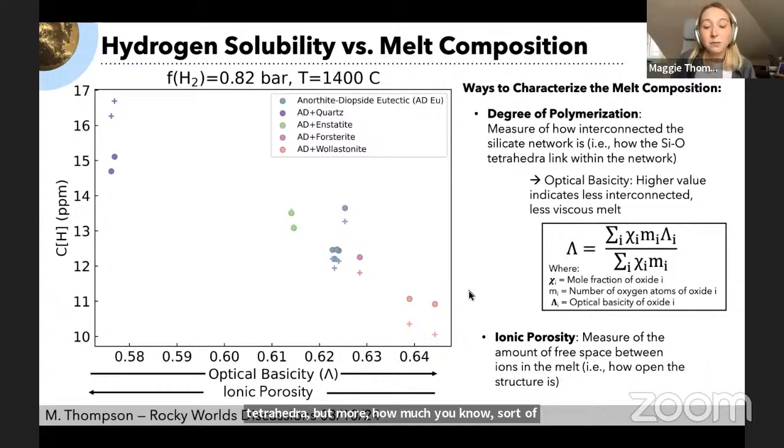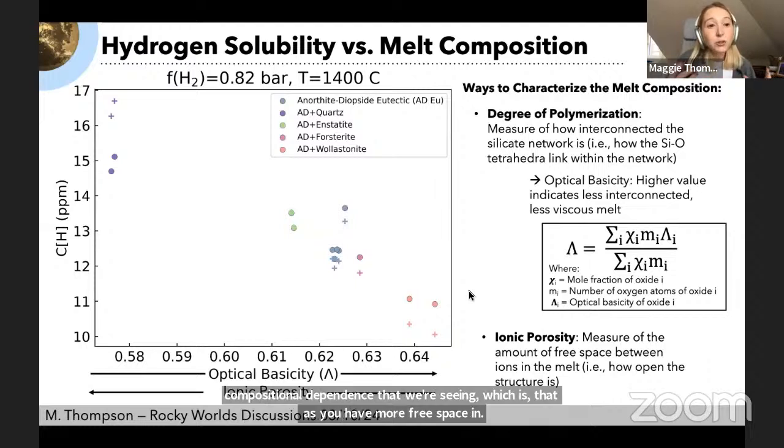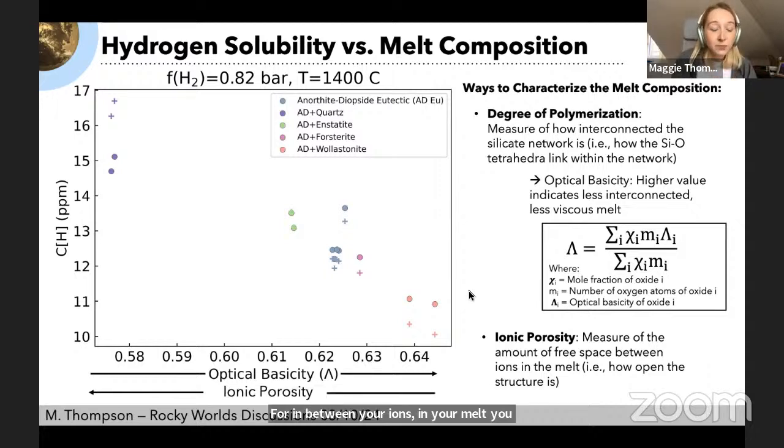And so this does seem to make some sense, or suggest this could be an explanation for the compositional dependence that we're seeing, which is that as you have more free space in between your ions in your melt, you can dissolve more hydrogen. So we're still trying to fully understand all of this, but this is a tentative result that we're seeing, that there is indeed a compositional dependence, and it seems likely that it could depend on the amount of space that you have between ions, with more space causing more hydrogen to dissolve.